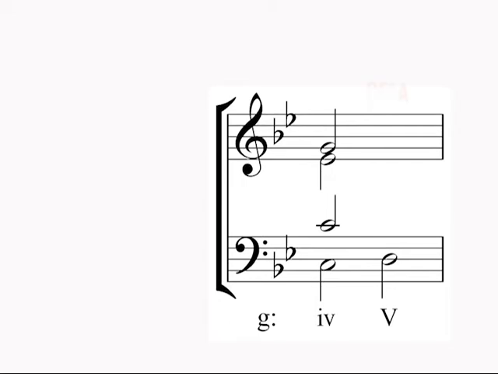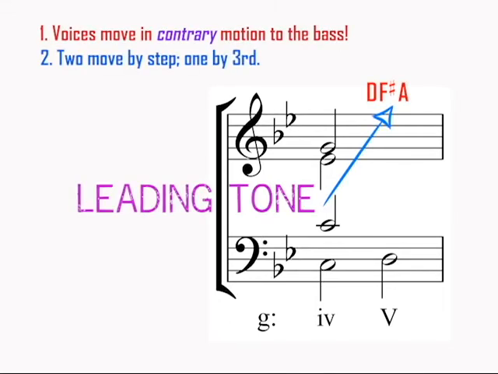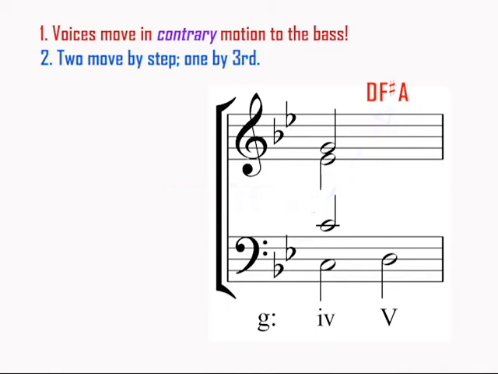Ready for the answer? The notes we're looking for are D, F sharp, and A. Did you remember to raise the leading tone because we're in G minor? So moving contrary, we have the C going down a third to the A, the G going down to the F sharp, and the E going down to the D.